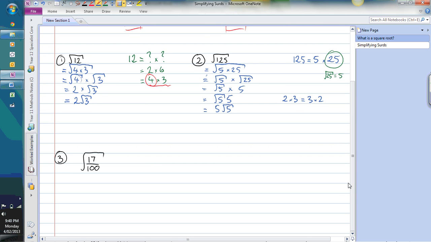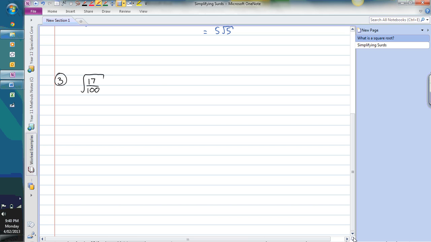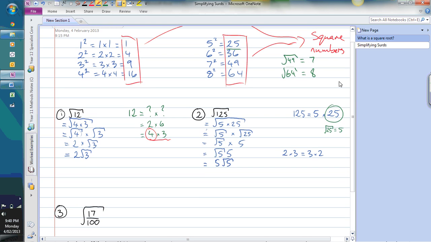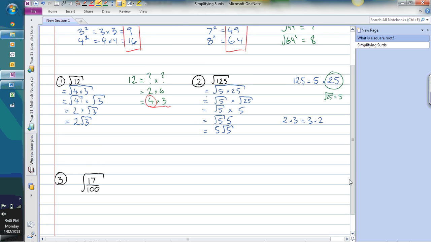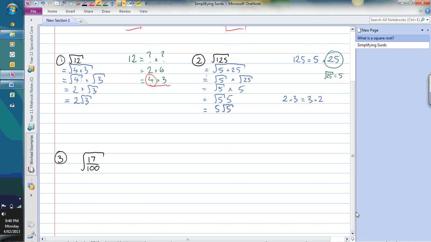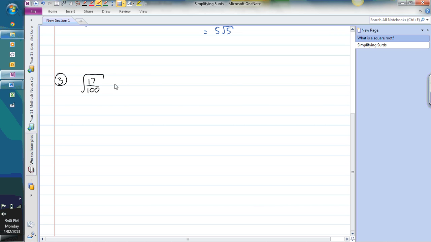Alright, one more example here. This one is the square root of 17 over 100. Now, with a division like this, we're allowed to split it up in exactly the same way as we split up this kind of thing before. So if I've got the square root of a whole fraction, I can rewrite that as the square root of 17 divided by the square root of 100.